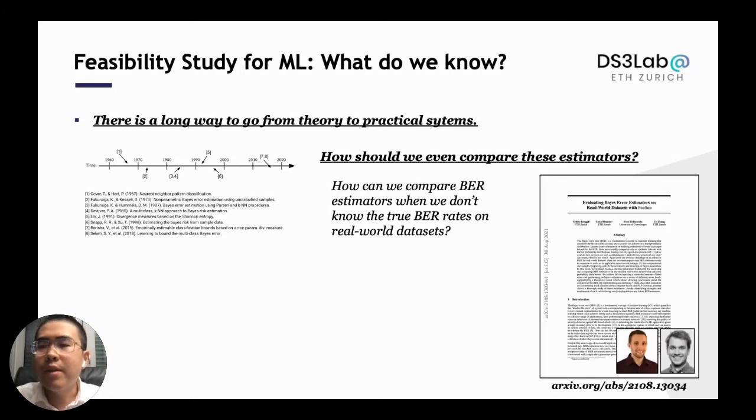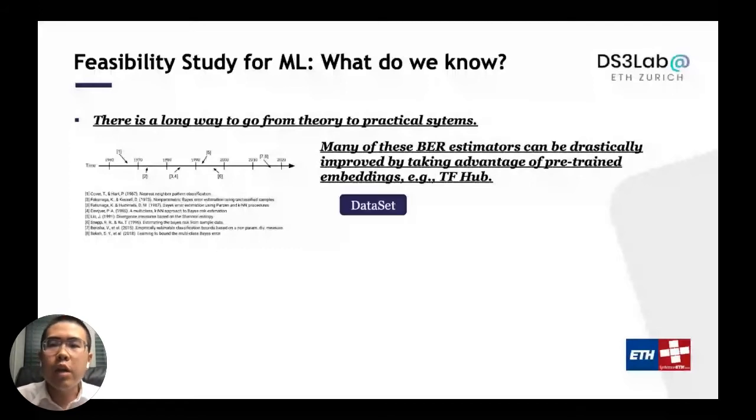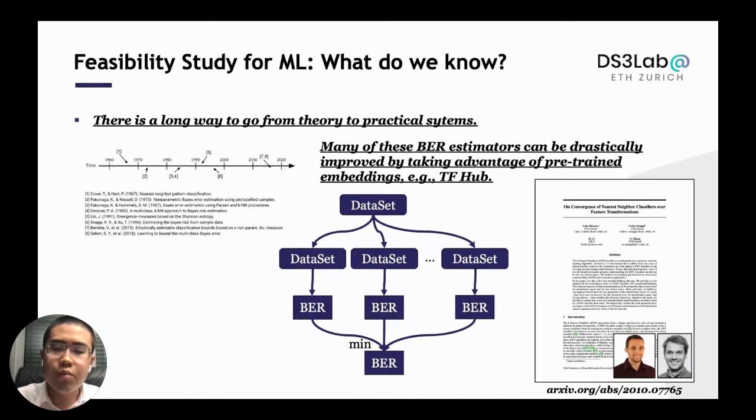We have amazing students, Cedric and Luca, who try to give us their view in this paper. If you're interested, please check it out. The second question that we are curious about is how to improve all those base error estimators. What we realized is that if you take into consideration all those pre-trained feature embeddings made available, for example, in TensorFlow Hub, you can drastically improve the performance of many of those estimators. Given a data set, you first transform it into multiple data sets, and for each one of them you do a base error estimation and you take the minimum. Surprisingly, this is a principled way for you to get a better base error estimator.